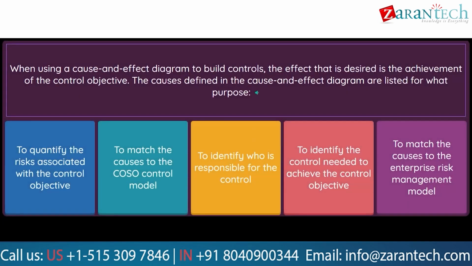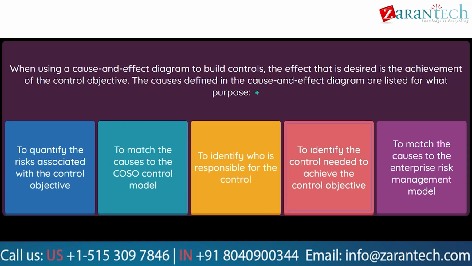Question: When using a cause and effect diagram to build controls, the effect that is desired is the achievement of the control objective. The causes defined in the cause and effect diagram are listed for what purpose? Option 1 to quantify the risks associated with the control objective. Option 2 to match the causes to the COSO control model. Option 3 to identify who is responsible for the control. Option 4 to identify the control needed to achieve the control objective. Option 5 to match the causes to the enterprise risk management model.